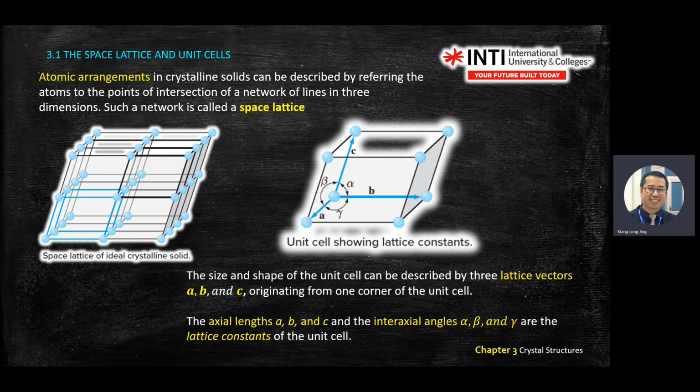So in this chapter 3, since you've seen the word vector, you need to recall what a vector is. There is the dot product, cross product, and so on, and the length. So a, b, c is called the axial length. Then the angle is called the interaxial angle.